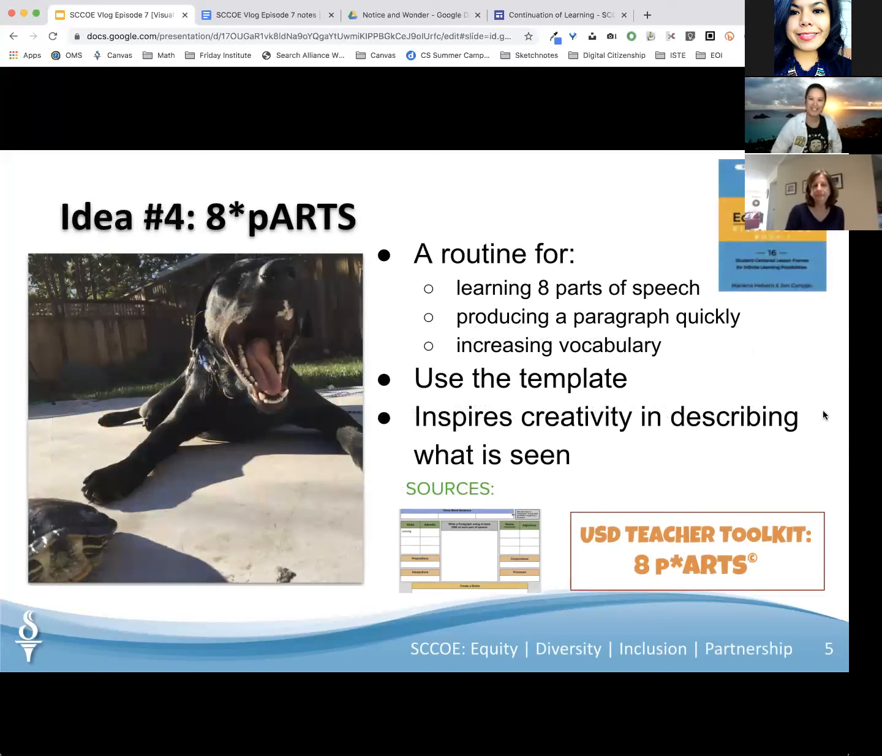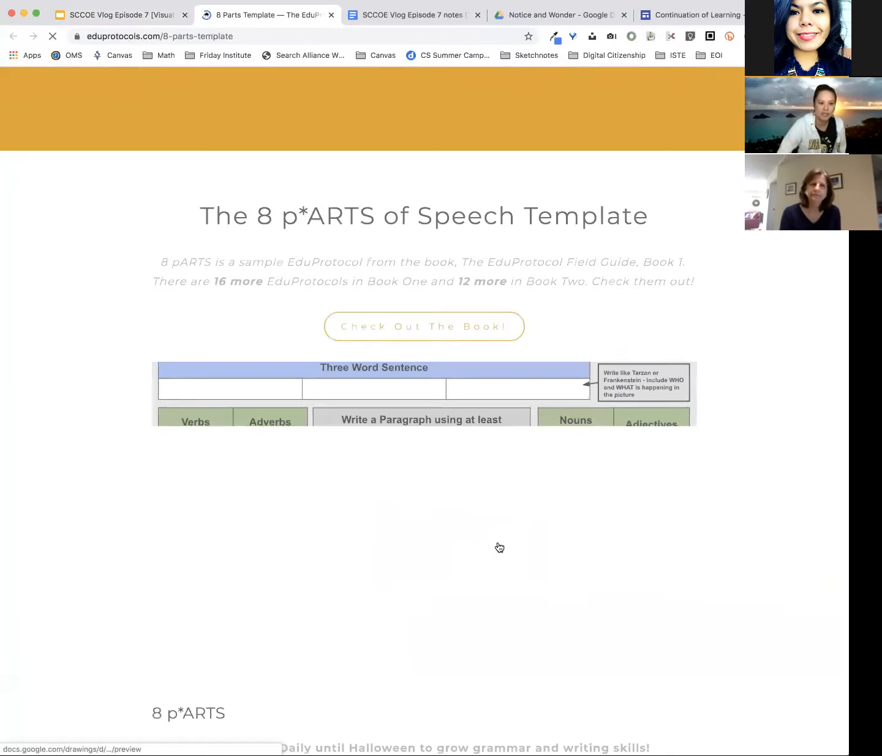Great. So our first idea is 8 parts, and I want to send a big shout out to John Crippo and Marlena Hepburn, who wrote the EduProtocol Field Guide, and this is one of the strategies that you can find there. This is a routine for learning the 8 parts of speech. And let me actually just click onto their resource page.